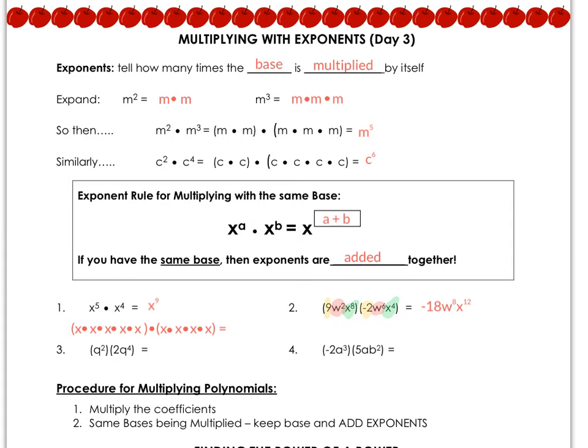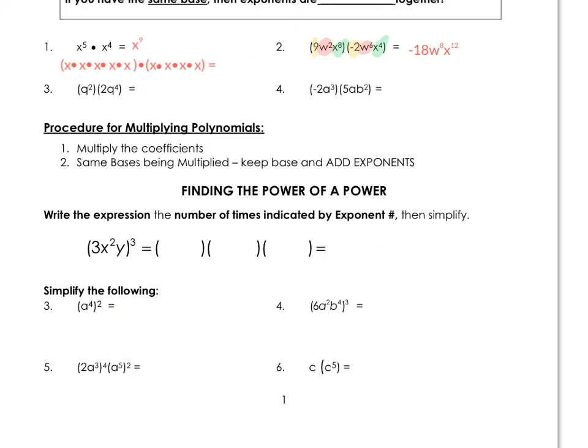I'm going to stop with those examples. We'll try 3 and 4 tomorrow in class. So we have this procedure for multiplying polynomials. We always want to multiply the coefficients first, so like I did here, the 9 times the negative 2. And then if we have the same base being multiplied, keep the base and add the exponents. So that's what we just went over.